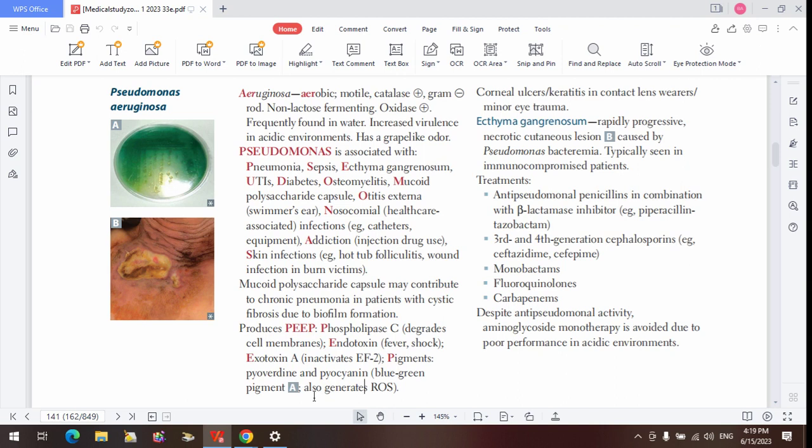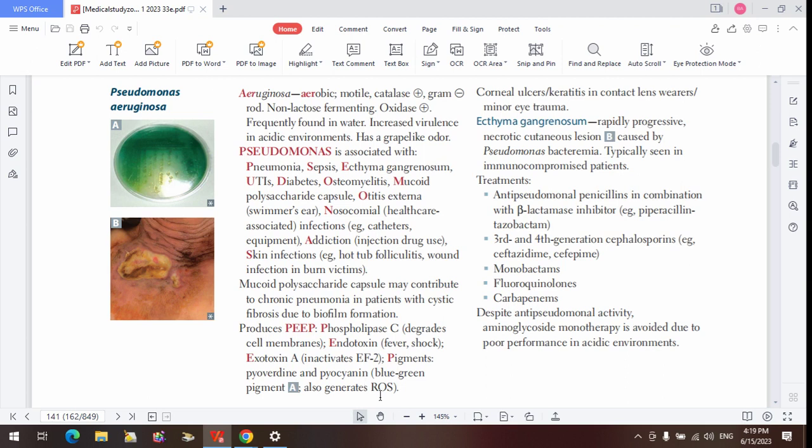So your pyocyanin and pyoverdine help them generate reactive oxygen species that is toxic through the macrophages, through the phagocytes, particularly the neutrophils. So they can prevent immune response because of the fact that they can generate reactive oxygen species through the pigment that they produce. So that's all about PEEP.